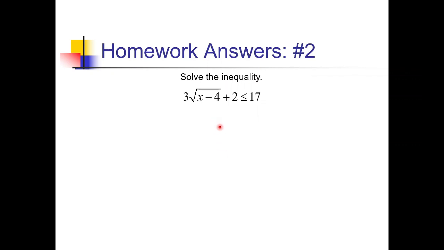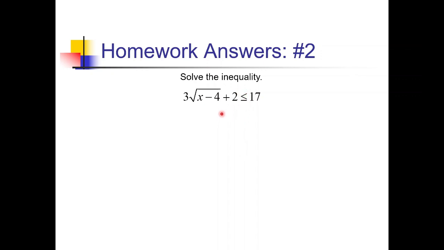For this problem, we're trying to solve this radical inequality. So first thing we're going to do is just pretend it's an equation and find out what x has to be. And we'll only reverse the inequality if we multiply or divide by a negative. Otherwise, this will remain less than or equal to.